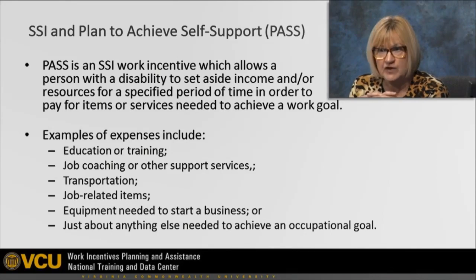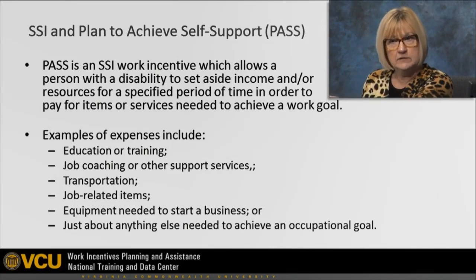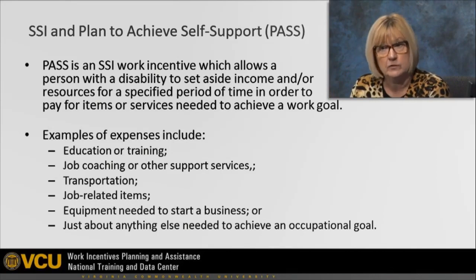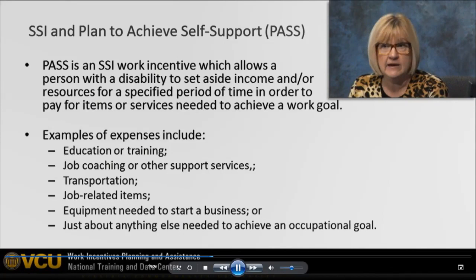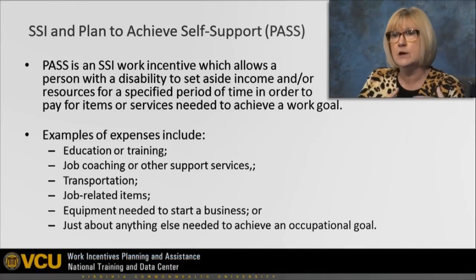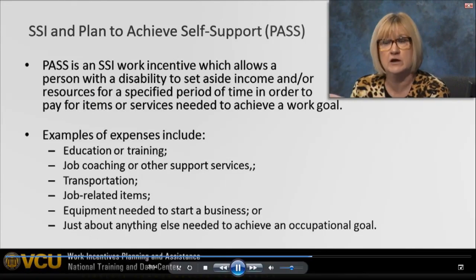Under a Plan to Achieve Self-Support, if you have a type of income or resource that otherwise would count, you can take that income and or resource, set it aside, and then write a plan to use that income or those resources to pay for items or services that you need to achieve a specific occupational goal. It is an amazingly powerful work incentive. You can imagine, tremendously empowering. It's really a beneficiary using their own benefits, kind of leveraging them to pay for the things that are needed to achieve an occupational goal.